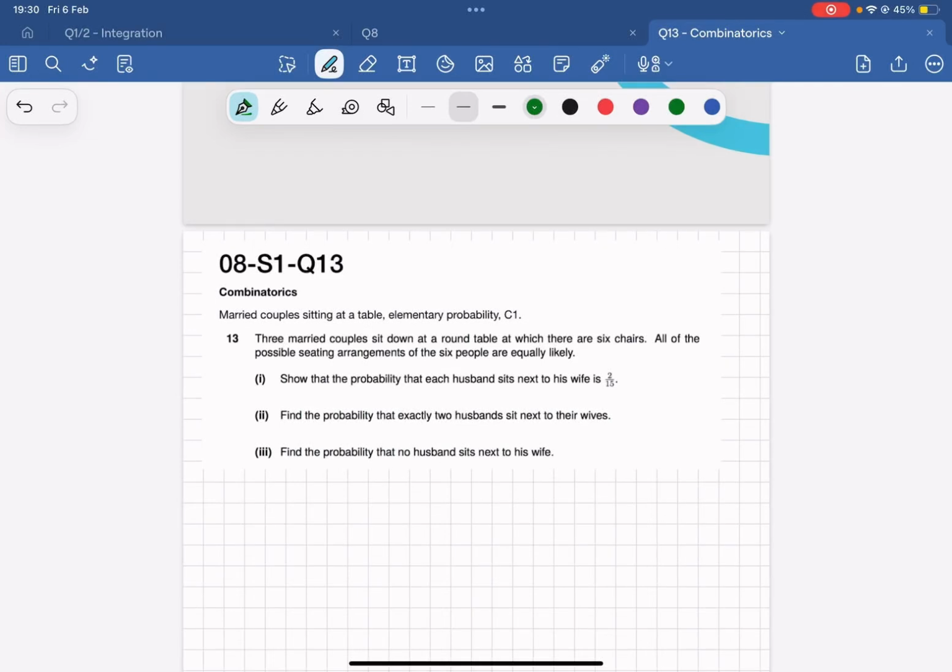Hi, today we've got a question from STEP 1. It's a combinatorics one. It reads the following. Married couples sitting at a table, elementary probability C1.